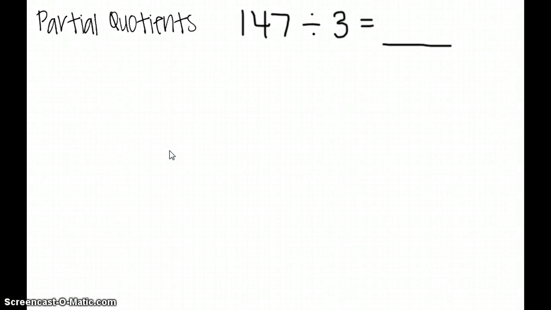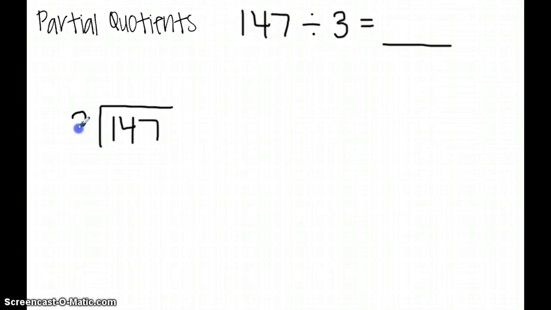We are going to use the strategy partial quotients to solve 147 divided by 3. The way we set up this problem is by taking our whole number, 147, and putting our division sign for dividing by 3.